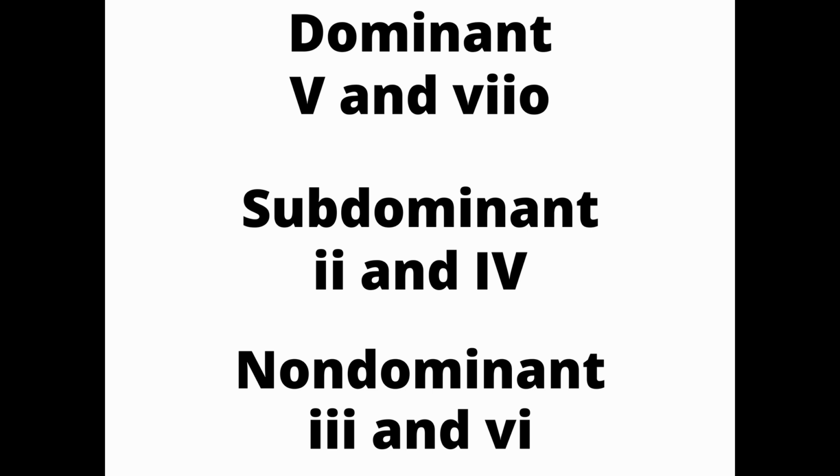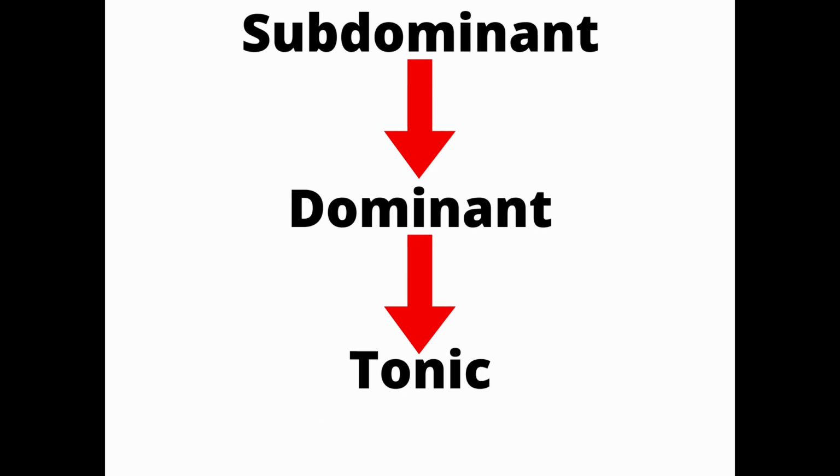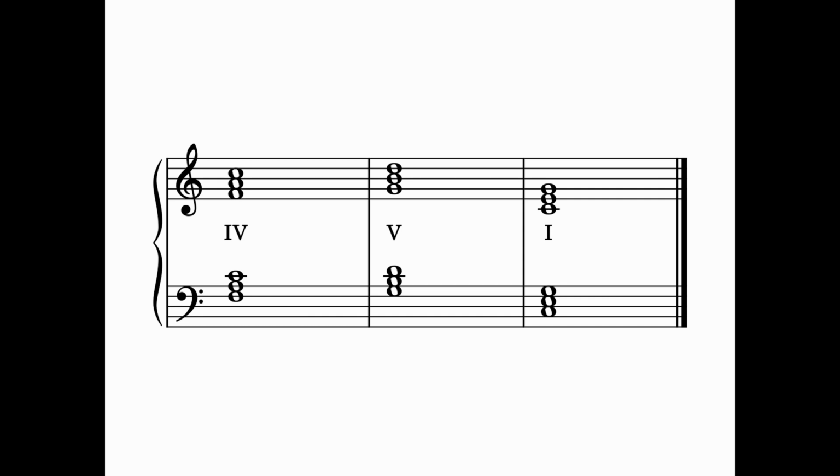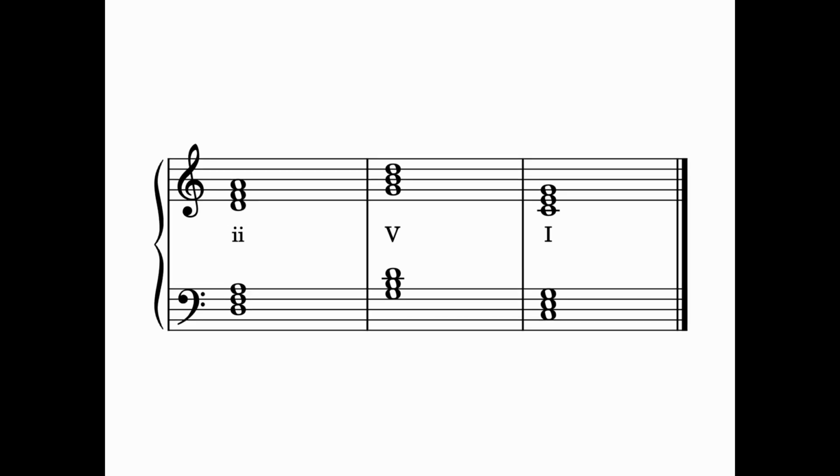In classical and jazz music, it was very common to go from a subdominant chord to a dominant chord to the tonic. In classical music, this might be 4 to 5 to 1. And in jazz, this would usually be 2 to 5 to 1. An example of this would be AC/DC's You Shook Me All Night Long, which is in the key of G major.